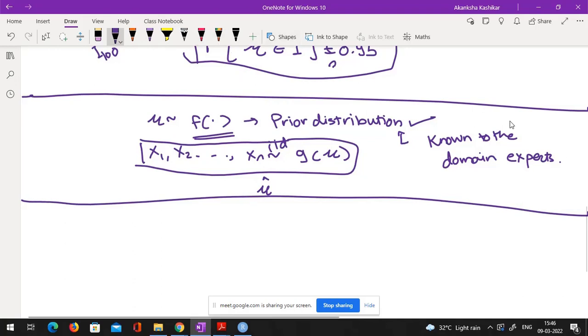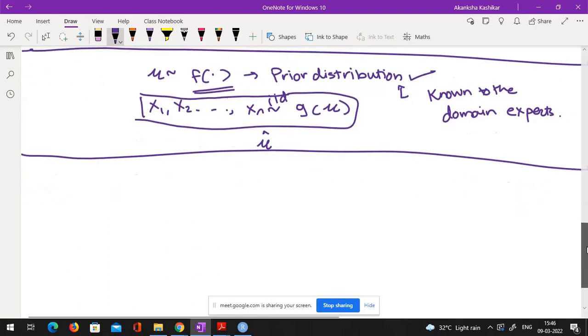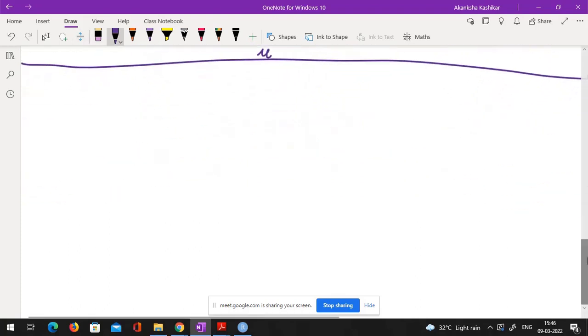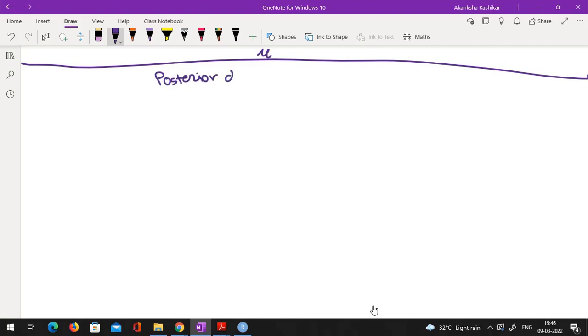By the way, the first obvious question that should come to your mind: why the name Bayesian? Does it have something to do with Bayes theorem? Yes, it definitely has something to do with Bayes theorem. So what does it have? As I said, you have some prior distribution for the parameter, then you have data, and then we try to compute what is known as the posterior distribution.